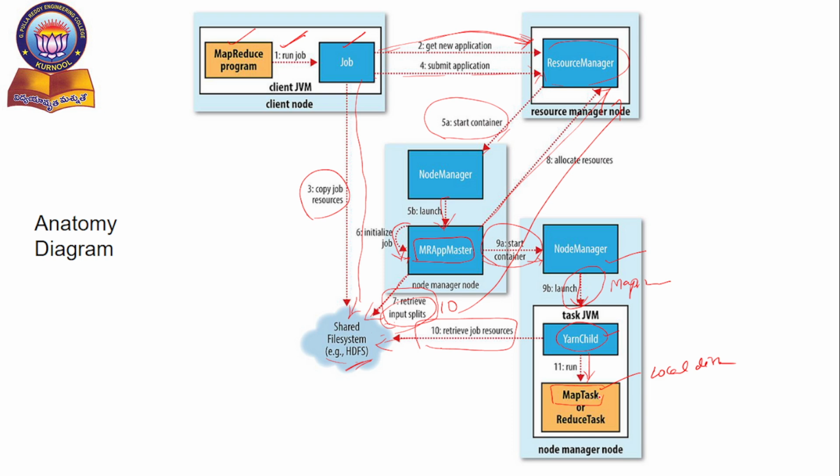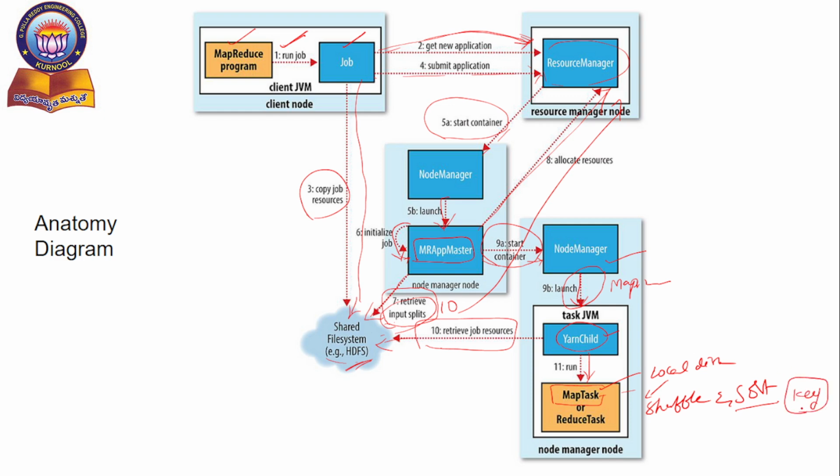Once it has been done, the data will be passed to the shuffle and sort phase, and the shuffle and sort phase performs its operation and sorts the output that has been received from the mapper based on a key.